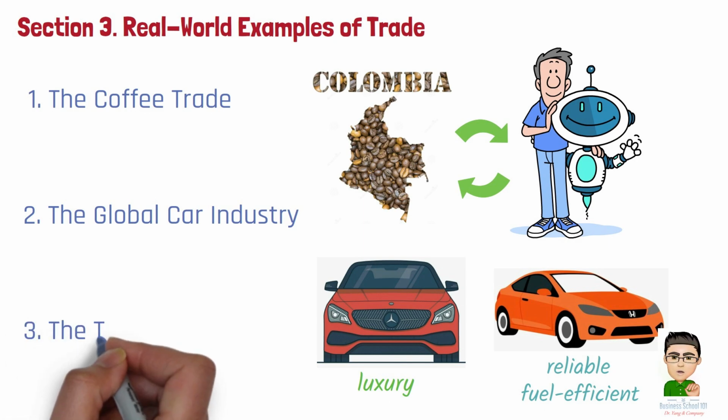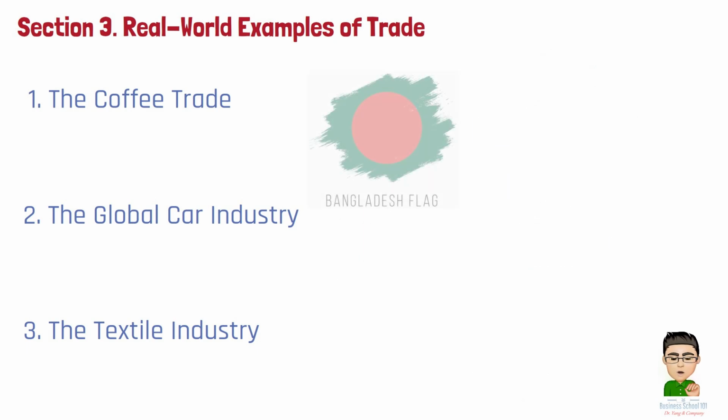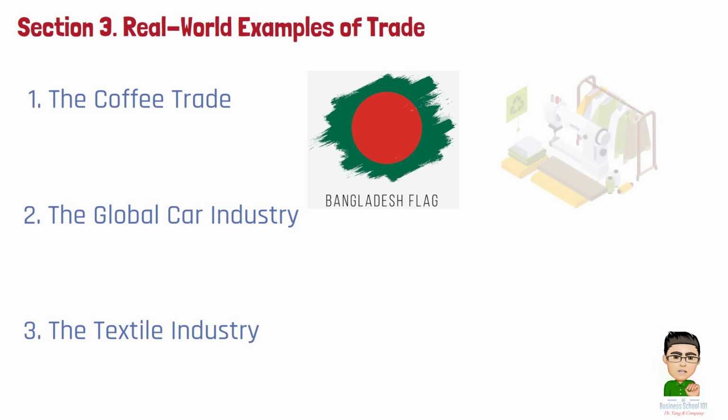Example 3, the textile industry. Many developing countries, like Bangladesh, have a comparative advantage in textile production due to lower labor costs. By exporting textiles to countries like the United States, which have higher labor costs, Bangladesh can grow its economy, and consumers in wealthier nations can buy clothing at lower prices.